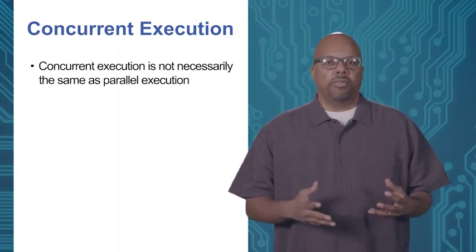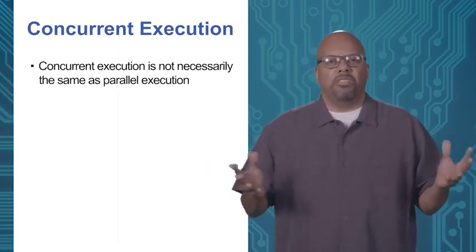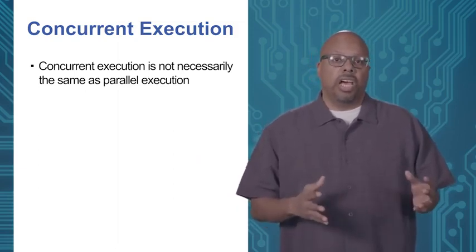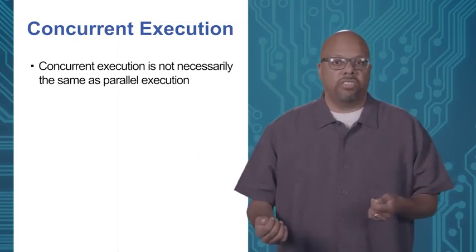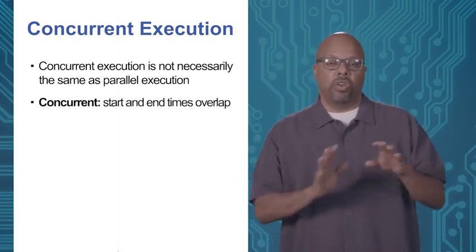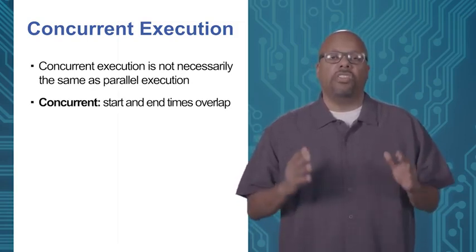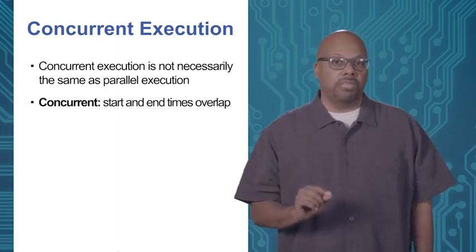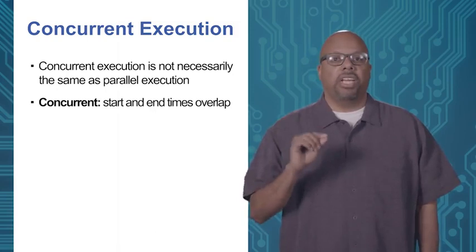So you can call 2 tasks concurrent, and by task, let's think of a program for a second. We'll get more specific about what a task is later. But you say 2 tasks are concurrent if the start time and the end time of the tasks overlap. So if that range of time between start and end for these 2 tasks overlaps, then you say that it is concurrent. That does not mean that they're literally executing at the same time, whereas with parallel, they have to literally be executing at the same time.